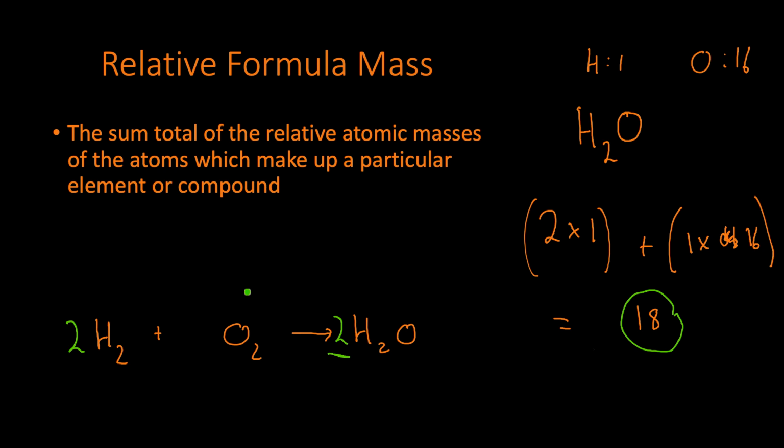Now one more example. Let's just take oxygen from here. Oxygen is not a compound, it's an element, but it still has a relative formula mass because the formula of an oxygen molecule is O2, as you can see here. And so that is therefore 16 plus 16, giving you 32 as the relative formula mass of oxygen.